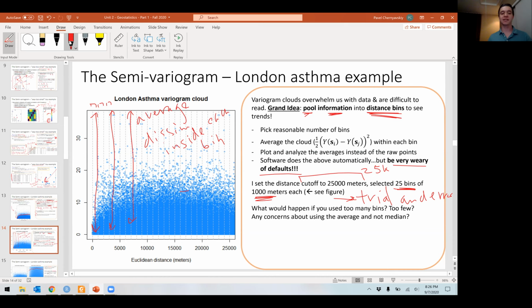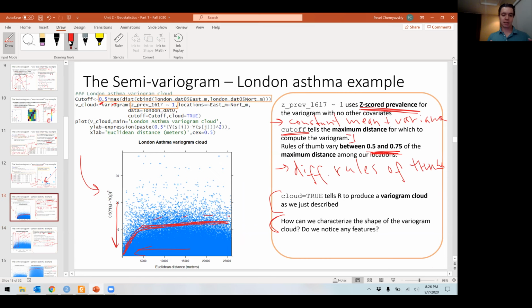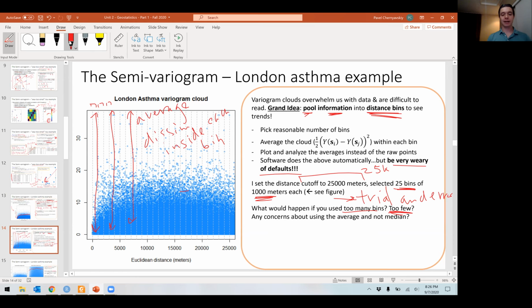If you use too many bins, you're not pooling the information enough. You're not sort of blurring your eyes and letting the trend come out from all of this cloud of points. If you use too few bins, then you might be smoothing over important features in the variogram.